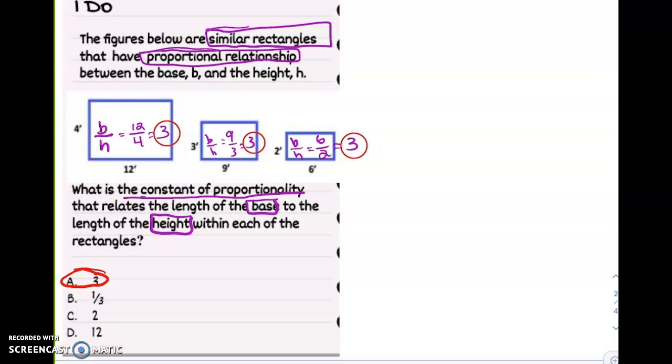3. Okay. Now you're ready to try one on your own.